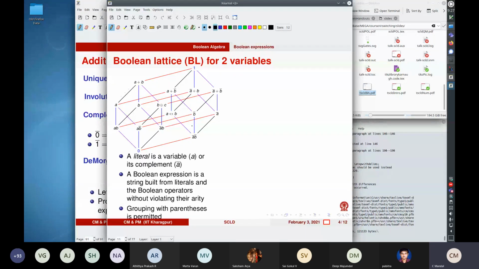These base properties are called literals. When you write a Boolean algebraic expression, this is called a literal. A literal means you satisfy a property A or you don't satisfy a property A. A Boolean expression is a string built from literals and the Boolean operators without violating their arity, and you can have grouping. Such an expression is a well-formed or syntactically correct formula. You must have heard of the term well-formed formula. A well-formed formula is simply an expression constructed using the rules of forming expressions.